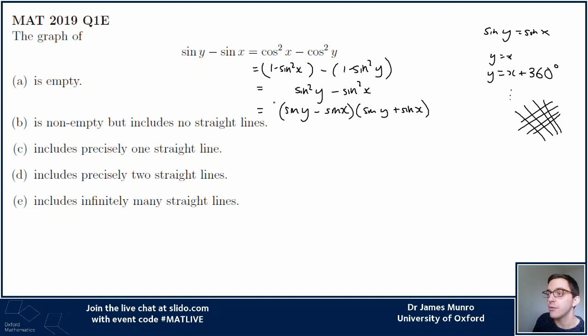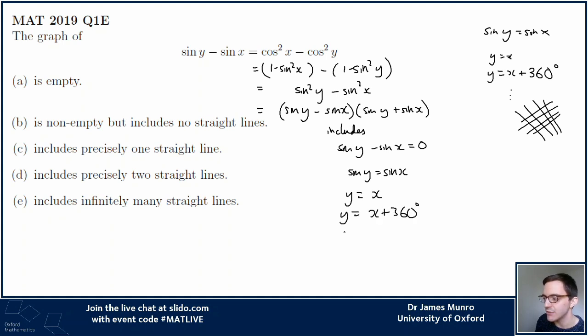Okay. So included in here, well, now that I factorised the difference of two squares, this includes sine y minus sine x equals zero. That includes all the solutions to sine y equals sine x, which is lots of different lines, right? Y equals x plus 360 degrees, y is x plus 720 degrees. Those are all solutions to this equation. There are also some other ones, right? Sine y plus sine x equals one that I haven't really thought about. But there's all these other solutions as well.